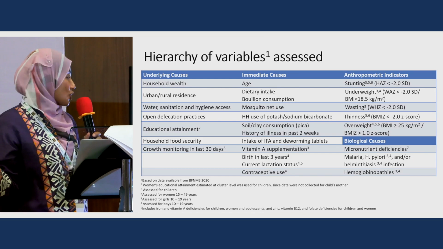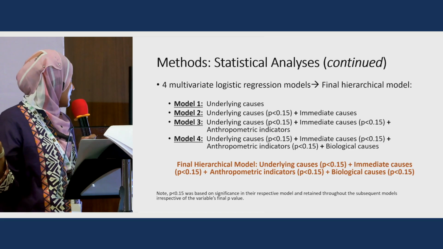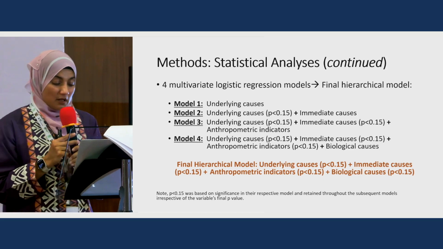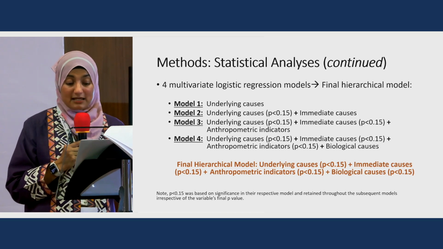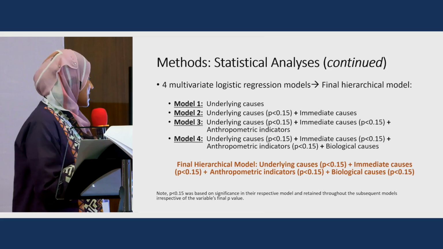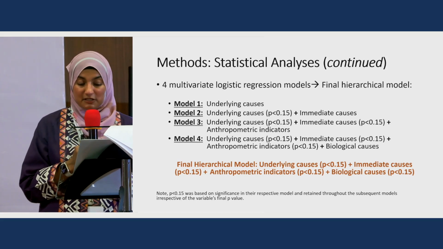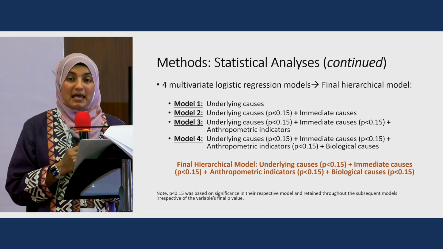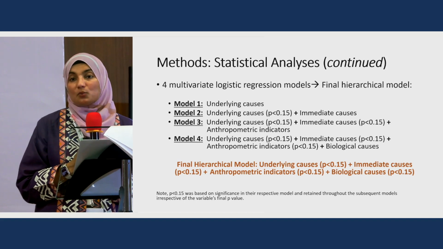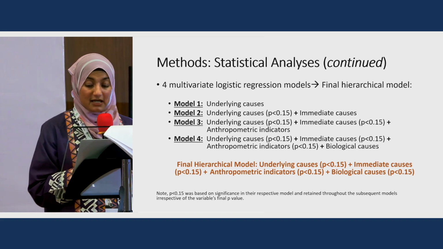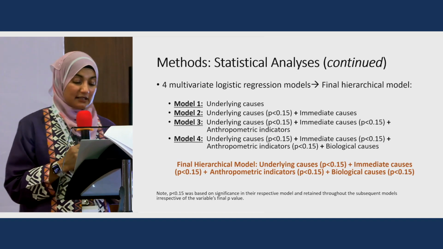So this slide just shows how each variable was assigned to a hierarchy. And then for the hierarchical multivariate model, we ran 4 logistic models to arrive at our final multivariate model. In the first model, we assessed all the underlying causes, which had a bivariate p of less than 0.2. In the second model, we retained those underlying causes which had a p-value of less than 0.15 in model 1, and assessed the immediate causes which were associated at the bivariate level.